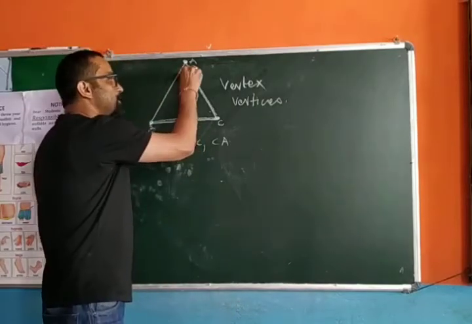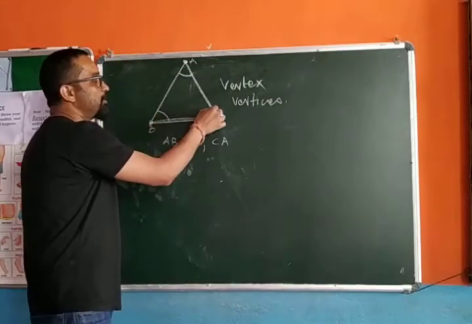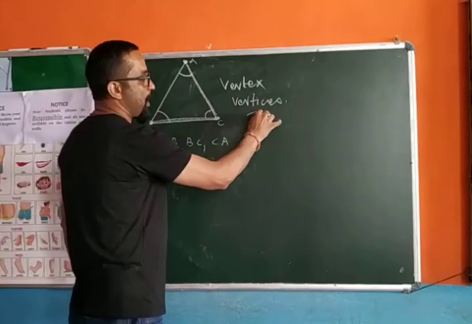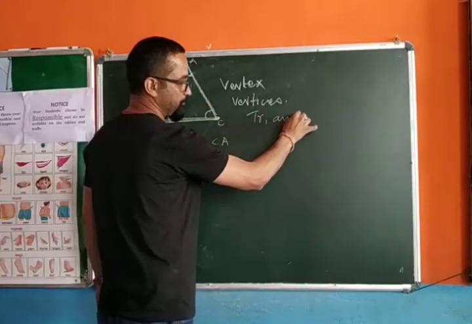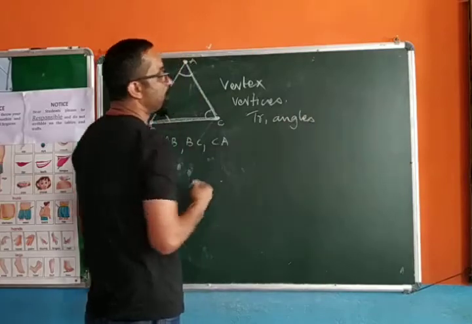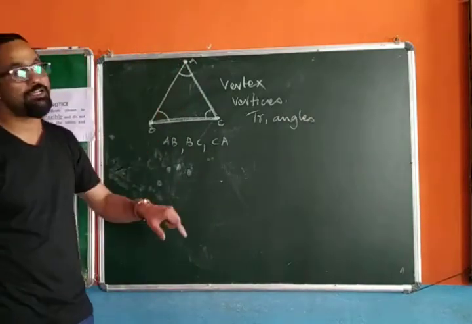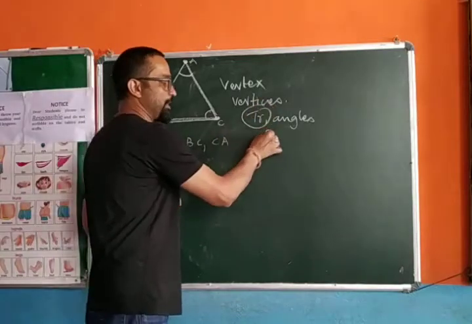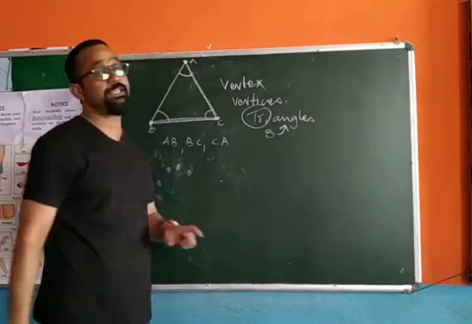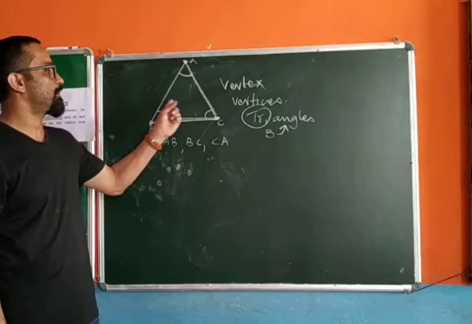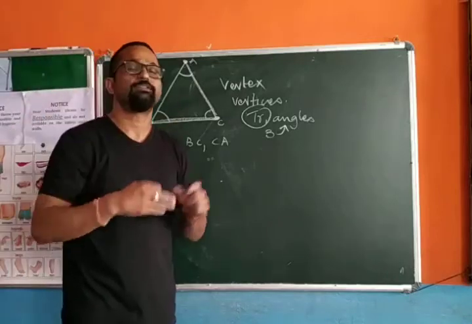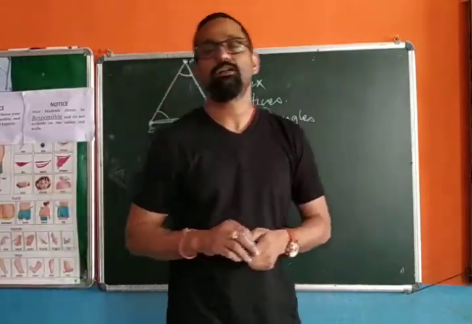A triangle has three interior angles. A figure which has three angles is known as a triangle. Tri means three. A figure consisting of three angles is called a triangle. That is another definition of a triangle.